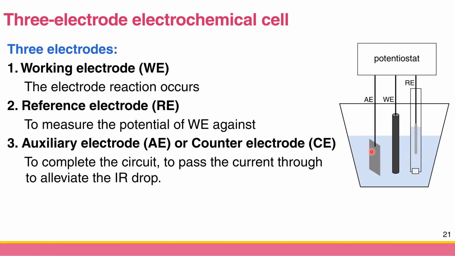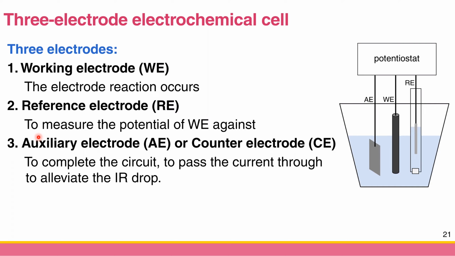So if someone asks, why do we need the three-electrode cell? The main answer is to alleviate the IR drop. So these are the three electrodes. But now you can see that we're going to have to measure or control the voltage, right? And then we're going to have to measure and control the current as well.